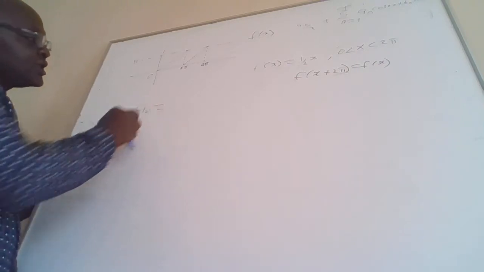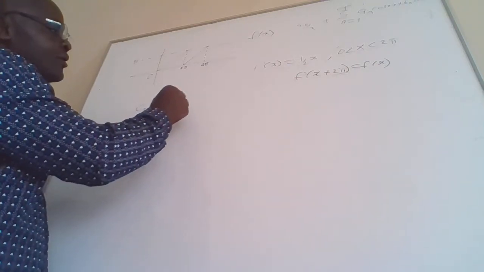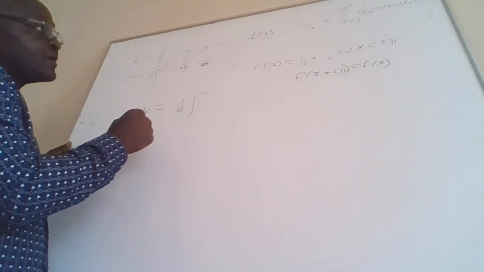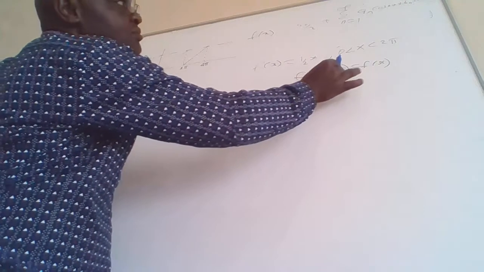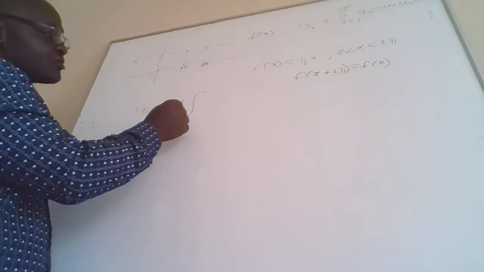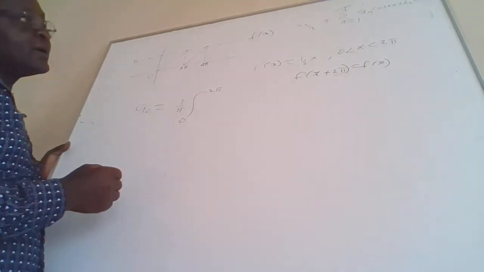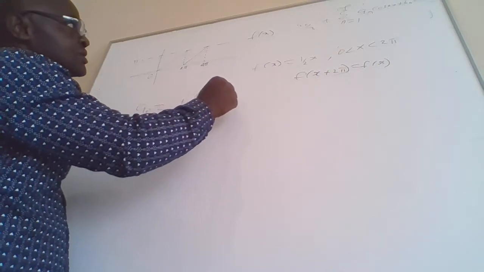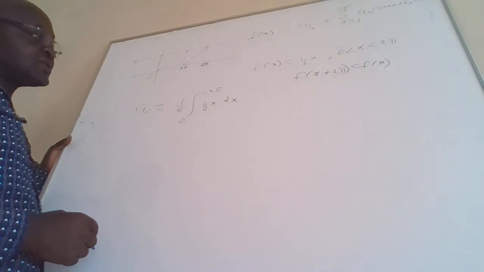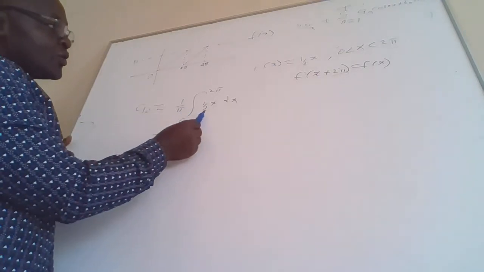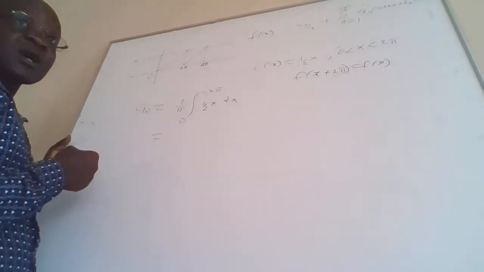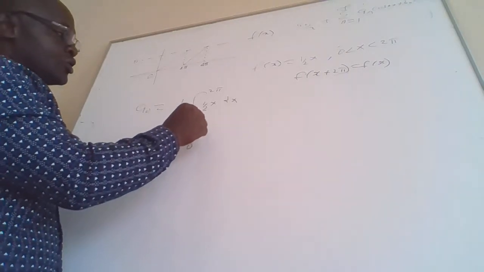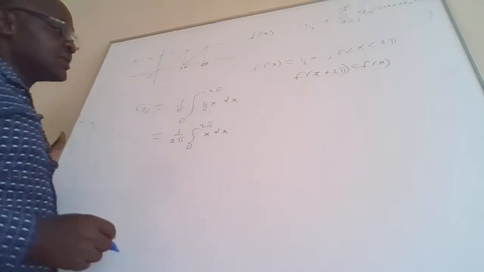Now, a naught is given by 1 over pi, the integral. Now we are integrating from 0 to 2 pi. So we shall have from 0 to 2 pi, then our f of x is a half x dx. We can take out a half because it's a constant. So we have 1 over 2 pi, the integral of x dx.